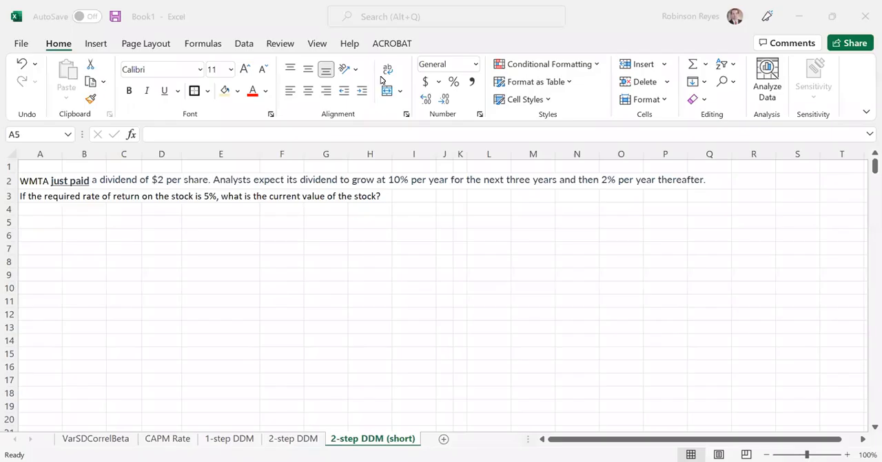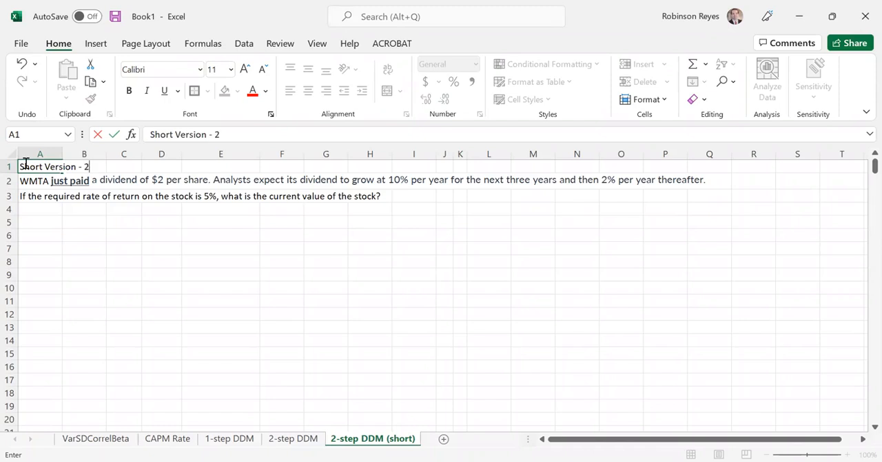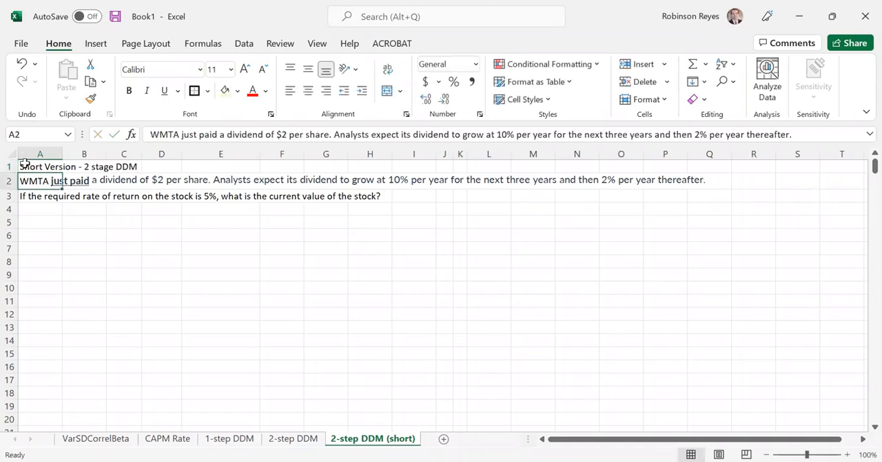Hi to all. So in this video, we will have a short version of a two-stage dividend discount model, and the previous version, the long version, just gives you a very detailed perspective of how or why we're using two stages, and how exactly we are implementing this two-stage model.